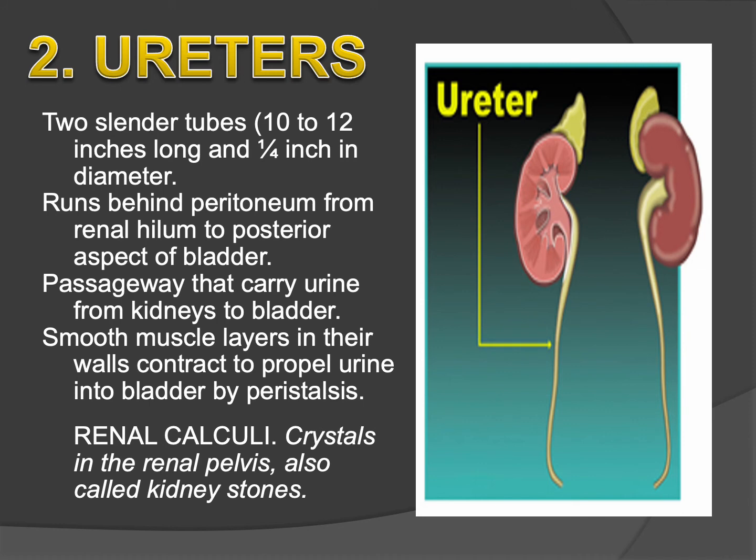The next structure are the two slender tubes, which are the ureters. It runs behind the peritoneum from the renal hilum to posterior aspect of bladder. Its most important function is passageway of urine. It carries urine from the kidney to the bladder. So mula dun sa renal pelvis, dire-diretso ng ureter, papasok ng bladder.